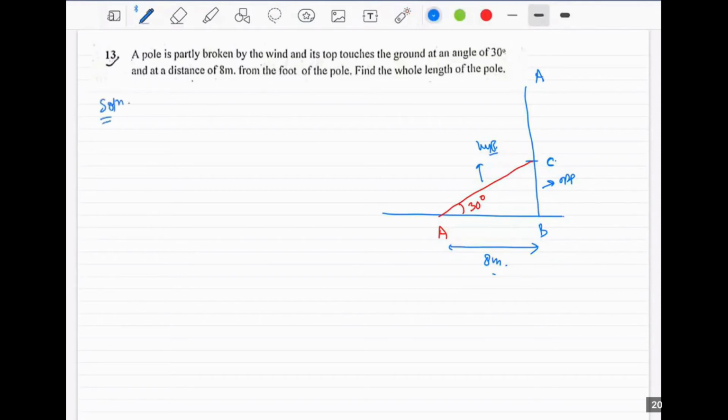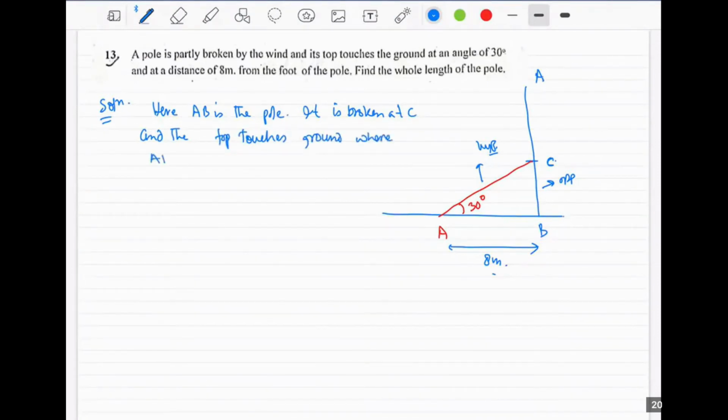Okay, let's start the solution. Here, AB is the pole. It is broken at C, and the top A touches the ground where AB is equal to 8 meter. So the whole length of the pole AB is AC plus CB, right? So we will use that later on.